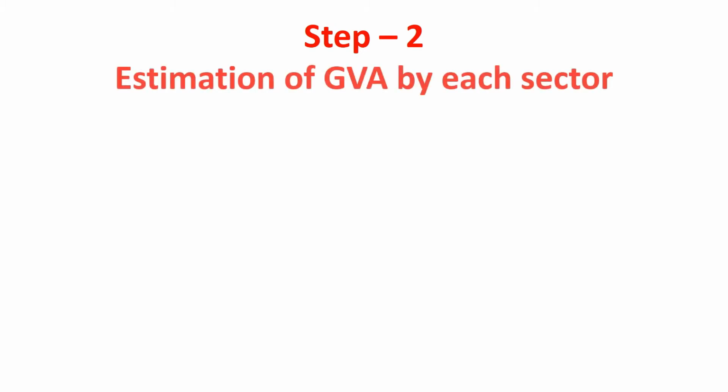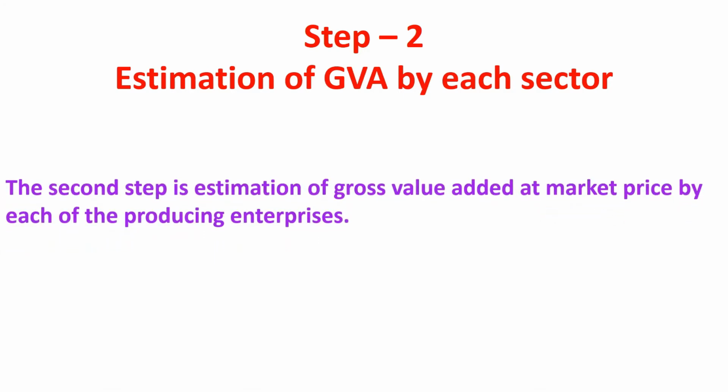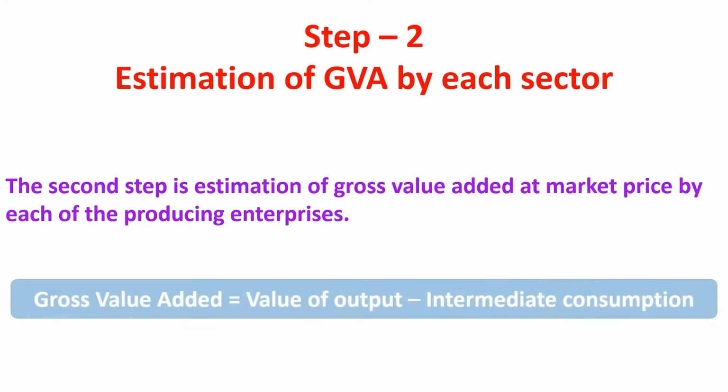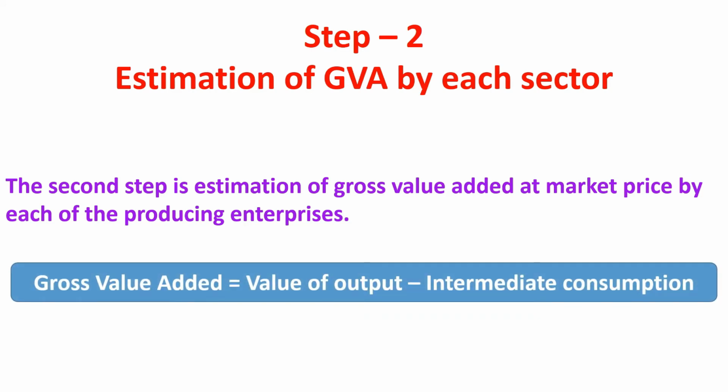Estimation of GVA by each sector. The second step is estimation of gross value added at market price by each of the producing enterprises. Gross value added is equal to value of output minus intermediate consumption.